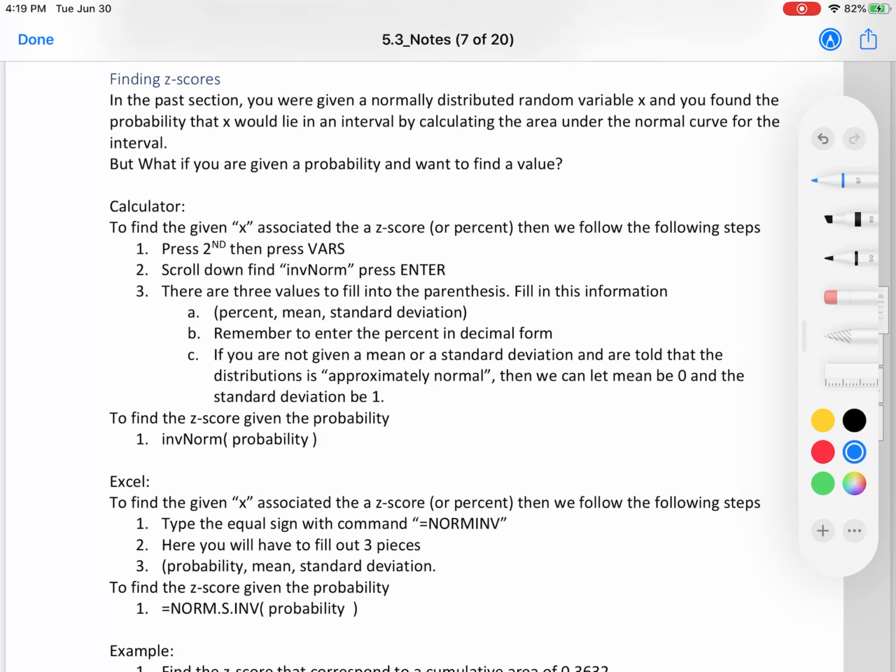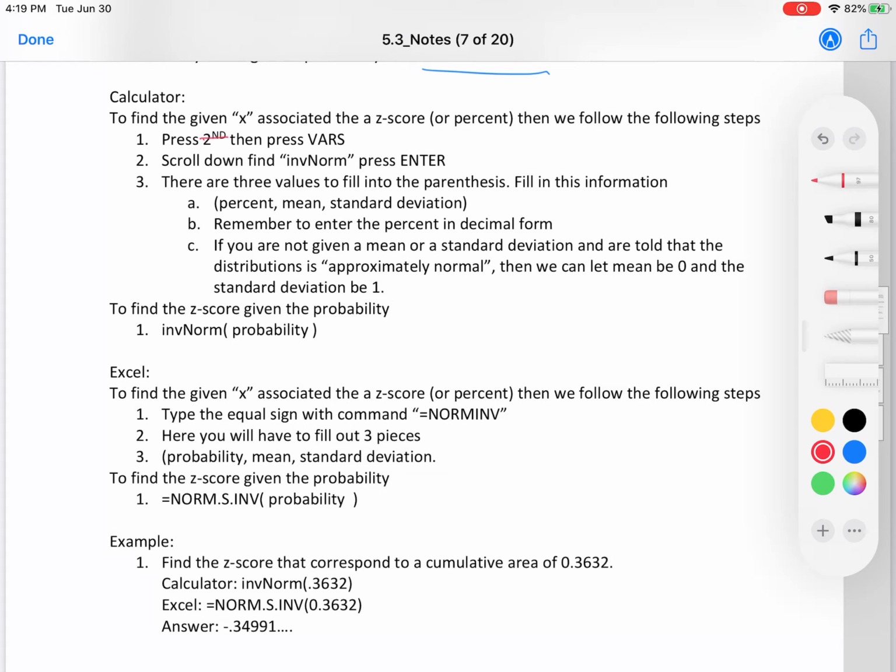For our calculator functions, to find the reverse of it, we're going to do the same command, second, and then vars. But now we want invNorm. And I think that's the third or fourth option. We want to enter these pieces: the percent, meaning the answer, always in decimal form, our mean and our standard deviation. And we can find the z-score that corresponds to it if we have the probability. So that's another way to just enter it. Just the probability and you get a z-score.